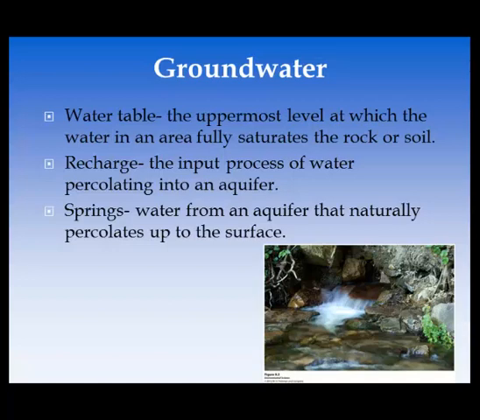So this picture here is showing us a spring, and that's just water that comes out of an aquifer naturally. It percolates up to the surface. It can fill in wetlands. Actually, springs are very common for helping fill in wetlands, and wetlands, as you know, are very important spots for biodiversity.